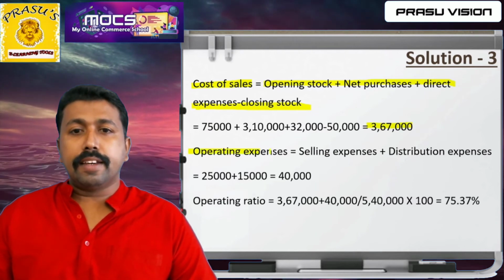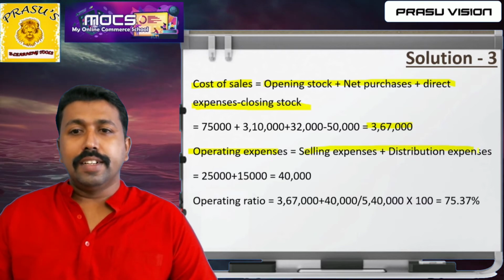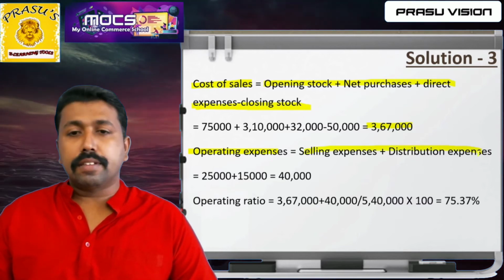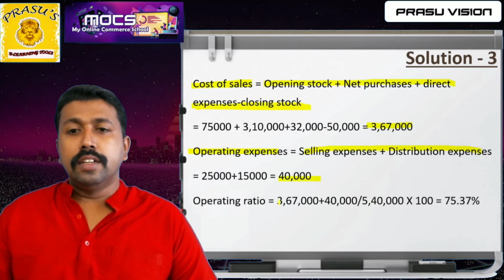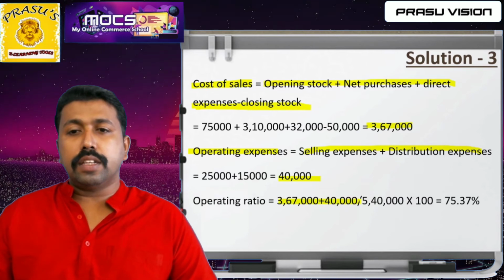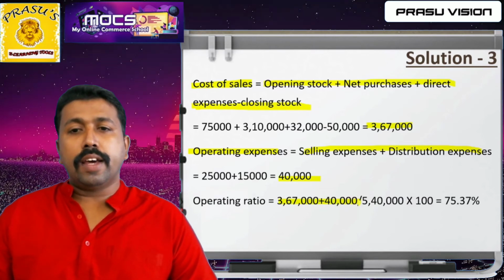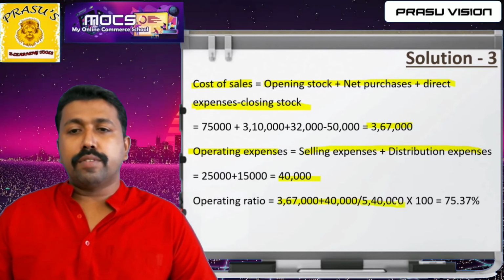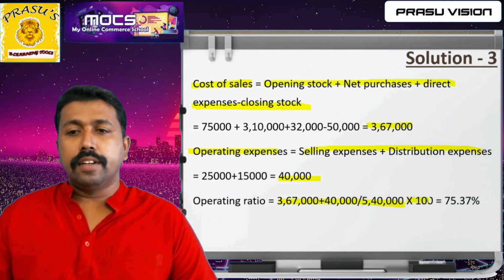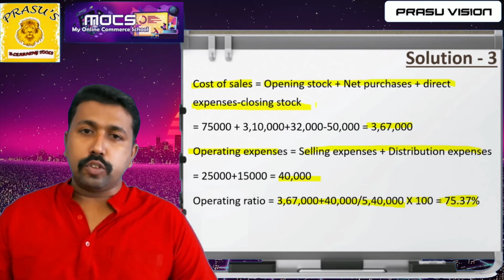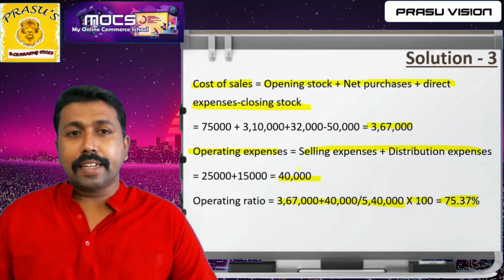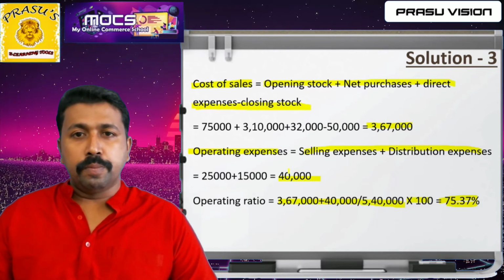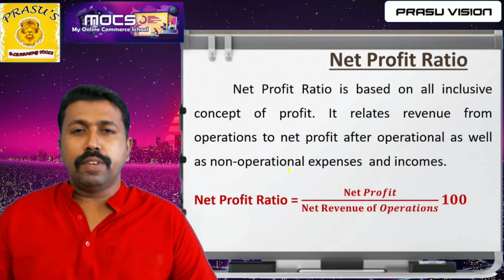And operating expense can be calculated using the total of the selling and distribution expenses. So we will get 40,000. Then we can directly apply the equation: 3,67,000 plus 40,000. That is what? 4,07,000 divided by 5,40,000 into 100. So 75.37 is the value of operating ratio. So always keep in mind the way of calculating these two items, operating ratio and operating profit ratio. And we are moving to the next one, very simple one.